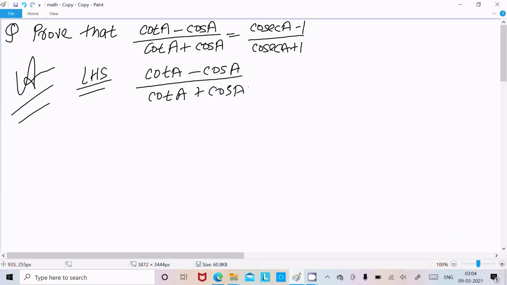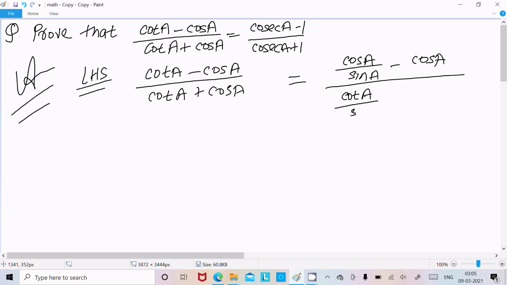Now we need to convert this cot into cos or sine form. We already know the formula cot A equals cos A by sine A. So we can write here cos A by sine A, minus cos A, and hereafter cot A, cos A by sine A, and here this is the cos A. So write here cos A.